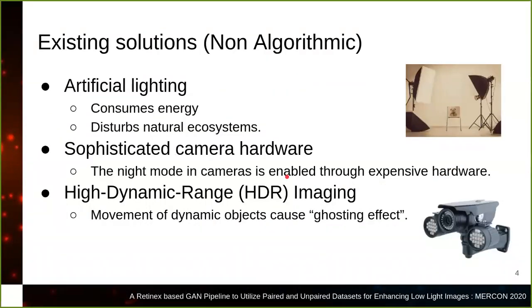Existing solutions to this are non-algorithmic and algorithmic. The non-algorithmic ones include artificial lighting, which is an energy consuming method, and also it's not suitable where you can't put in light pollution. Light pollution is when you put a light in a nocturnal ecosystem, or a community or a city where people don't need that much light. Then there is sophisticated camera hardware, which is very expensive, and HDR imaging, which also has the problem of the ghosting effect, which is basically a blurred image when things are moving. So none of these non-algorithmic solutions are perfect.